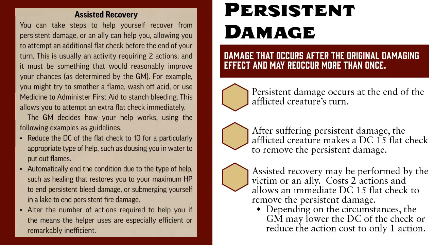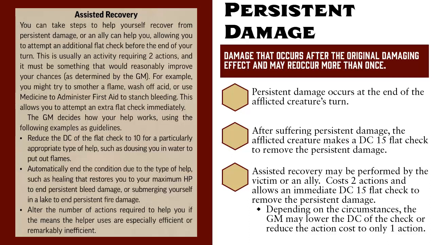The normal result of assisted recovery is the afflicted character immediately makes an extra DC 15 flat check to end the persistent damage, but the GM may grant additional bonuses depending on your specific circumstances. Say you're on fire and suffering persistent fire damage. If you spend 2 actions on assisted recovery and explain to the GM that you're patting yourself down with leather gloves to smother the fire, they may grant you an immediate DC 15 flat check.